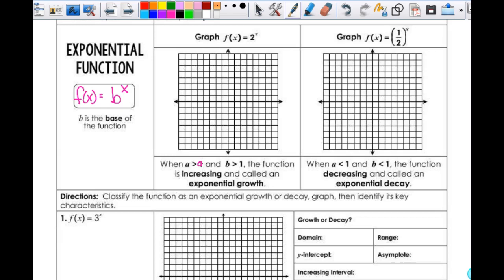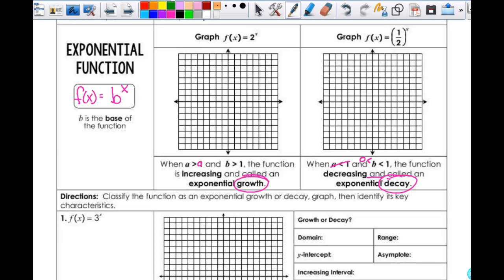And b is greater than 1. So basically, when b is greater than 1, this is going to be your exponential growth. Then we're going to mark this out over here. It's not when a is less than 1. We can mark that out. But it's when b is less than 1 but greater than 0, somewhere between 0 and 1. The function is decreasing and called exponential decay. Okay? So we got exponential growth and exponential decay as our parent functions.